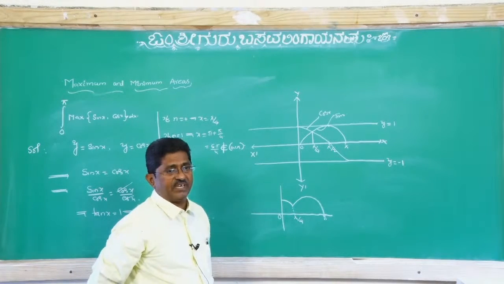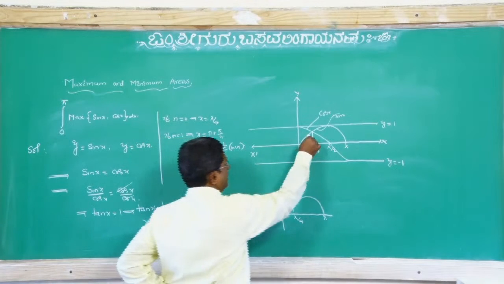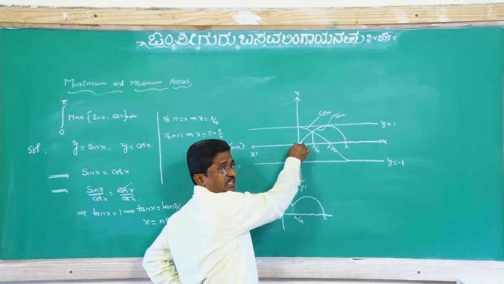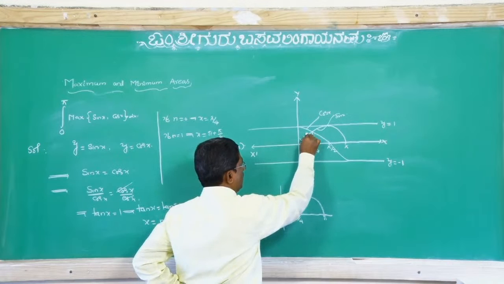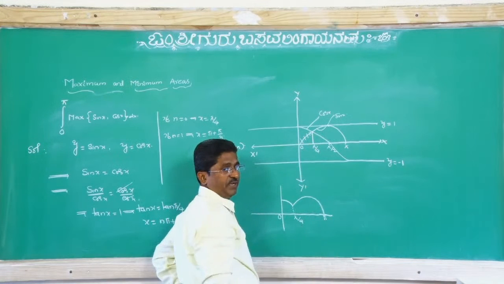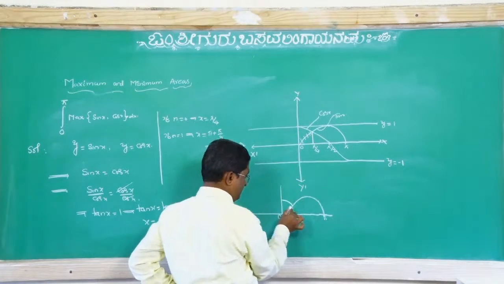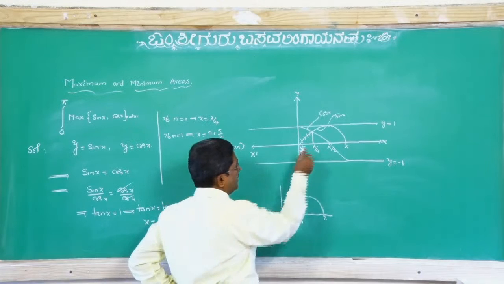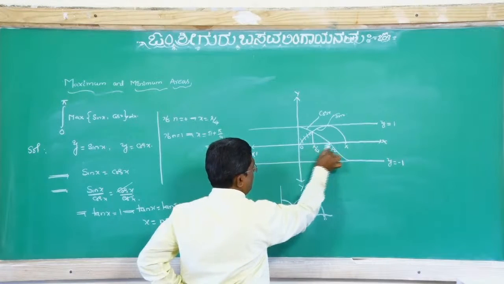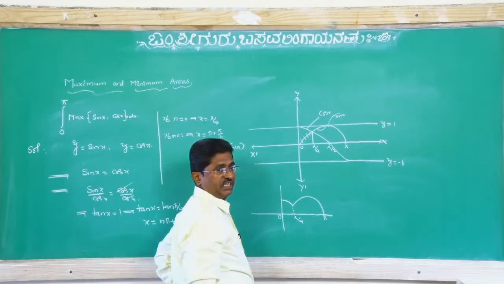Which one is the maximized function? Between 0 to pi by 4, this is the lower function. Take one knife, cut and throw it outside. No way is it connected to the sin function. Only cos x there. Yes, this is the cos function. Next, from pi by 4 to pi, we need the maximized function.